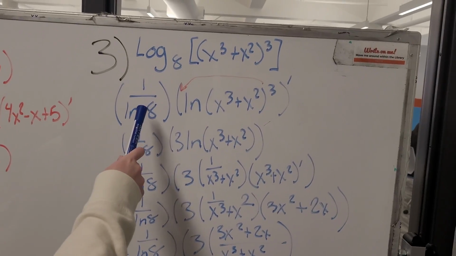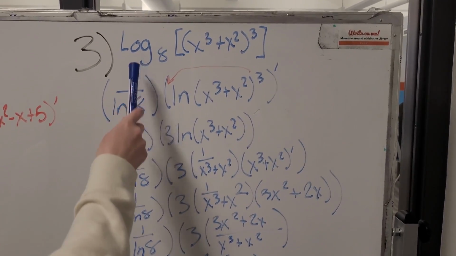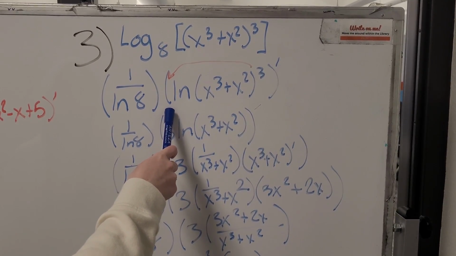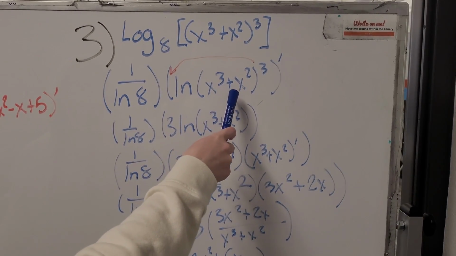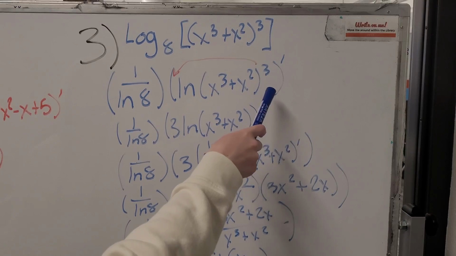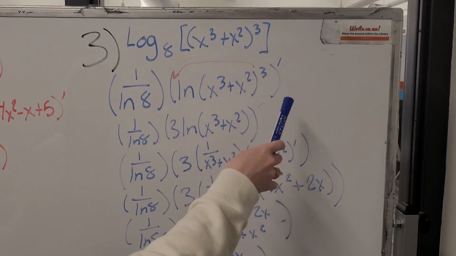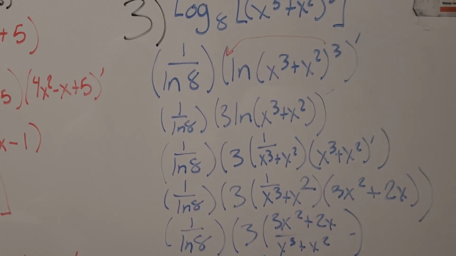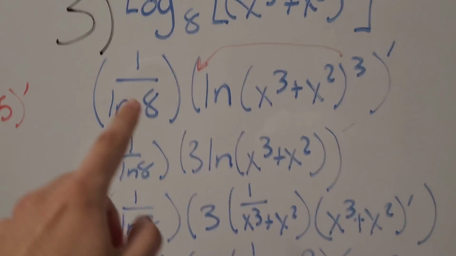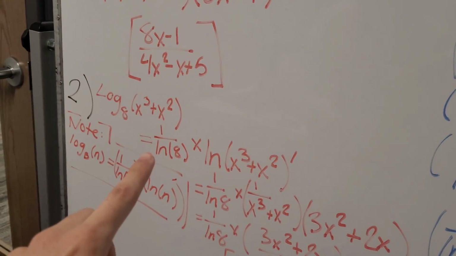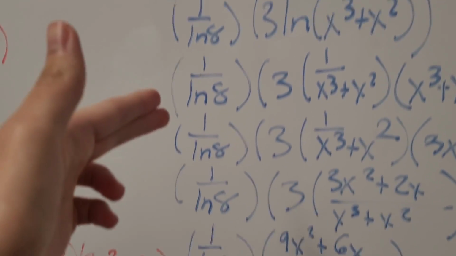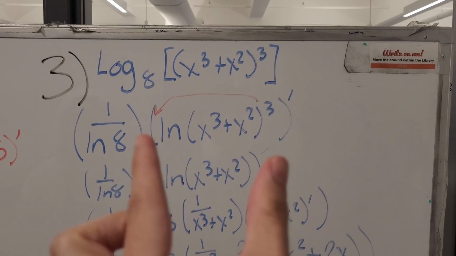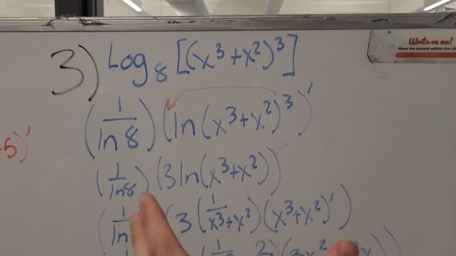So first we have 1 over ln 8. Log turns into ln because that's our base. And then we keep ln of (x to the third plus x to the second) to the third power primed, because we're not doing anything yet. This is our basis now. Just like in the last problem, the only thing that changes is the exponent. So this ln 8 stays the same throughout the entire problem. That's important. You don't want to touch the ln 8 part. We're only touching the second part where we're making derivations.